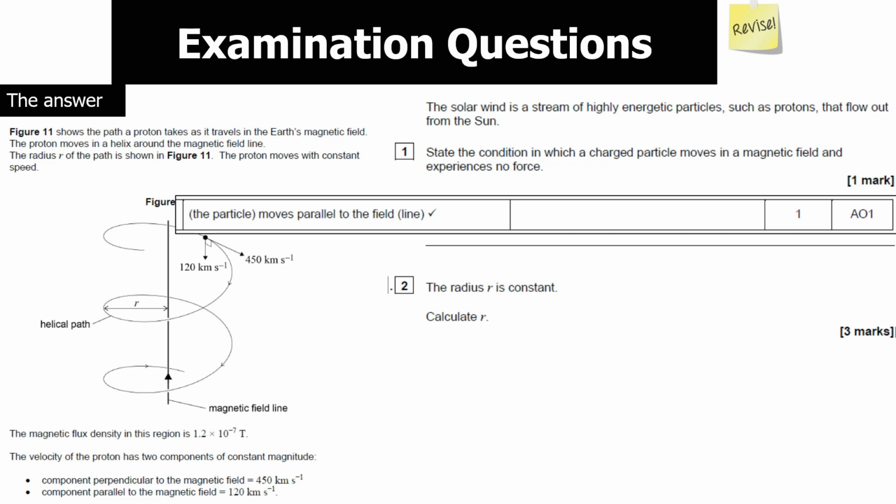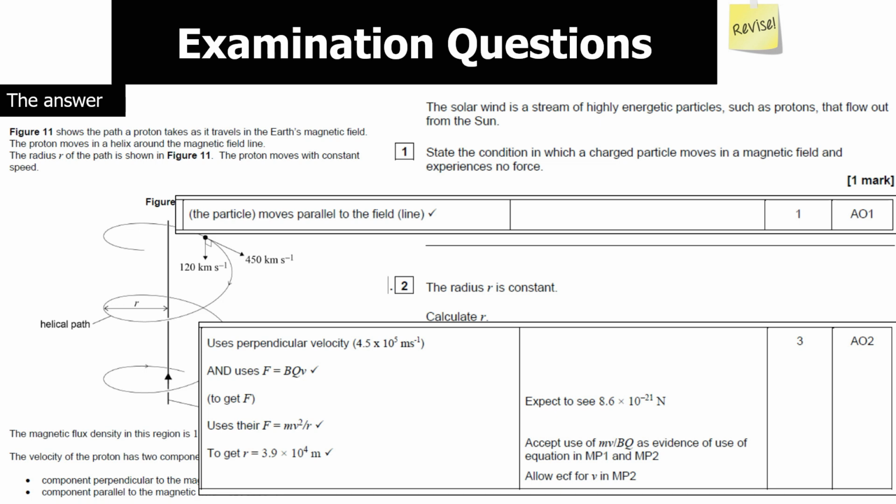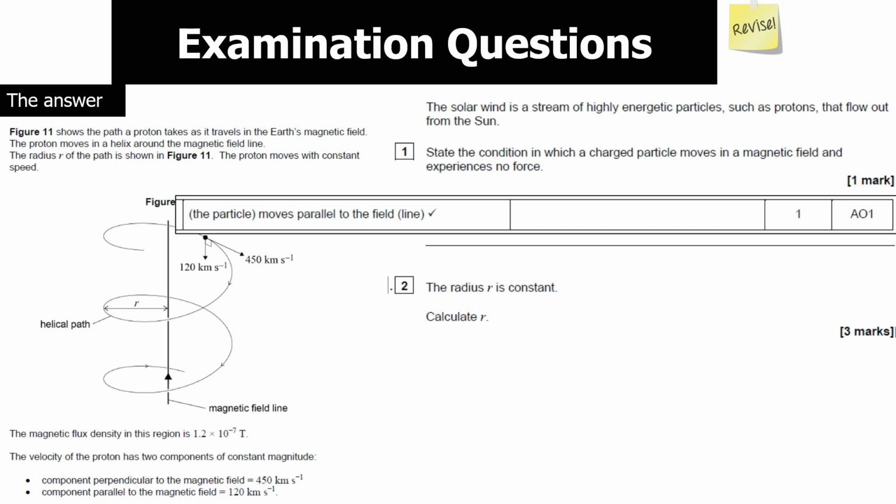Now, work out the value of r. Well, straight away you know you've got B, you've got Q, and you've got v. So you can work out what the force is by doing F equals BQv. Now, importantly, what value are we using for v? Well, we're not going to be using the value parallel to the magnetic field, because that will not be relevant in this case. So you've got to use the perpendicular velocity, which, if you can see on here, is 450 kilometers per second.